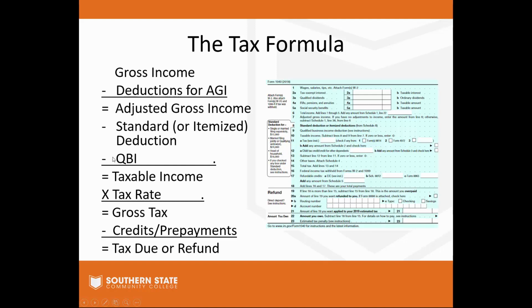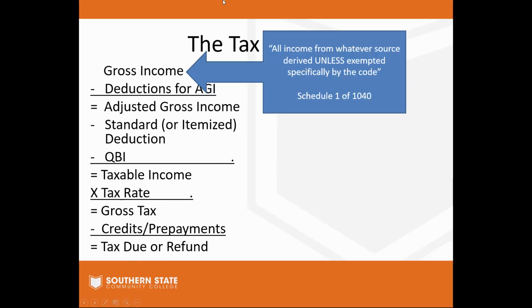We subtract out any qualified business income that we have. And then we get taxable income. We multiply that by the tax rate. We get gross tax. We subtract out any credits we have and payments that we've made. And then we get the amount of tax that we have to pay in further or the amount of the refund that we get. So one by one here, gross income.